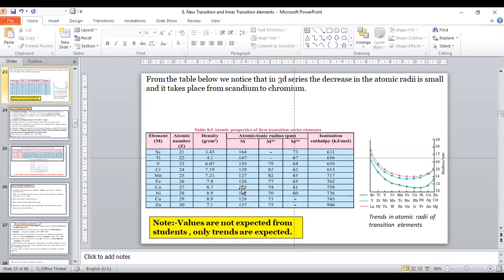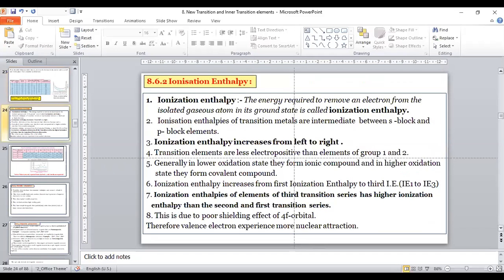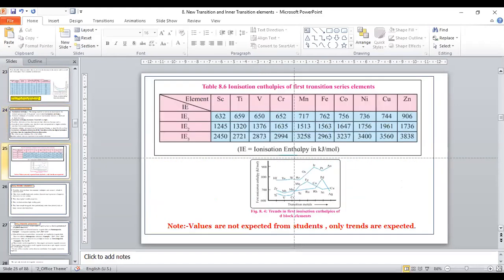With this table we can explain. See, up to chromium it suddenly decreases, and then it is constant, and it increases due to pairing of electrons in the case of zinc. And due to this pairing, what happens? The repulsive force is more than the force of attraction due to the nuclear charge. So this is the reason. Then ionization enthalpy values are exactly opposite to the atomic and ionic radii. The definition is also completed.